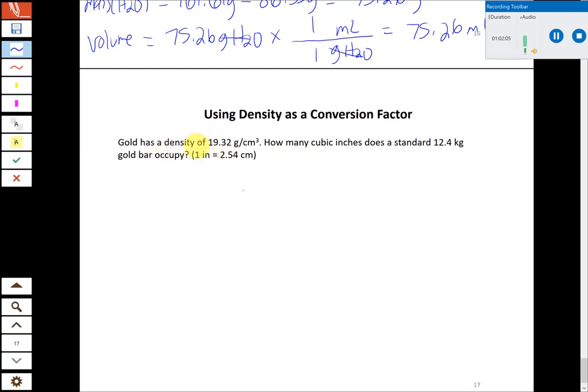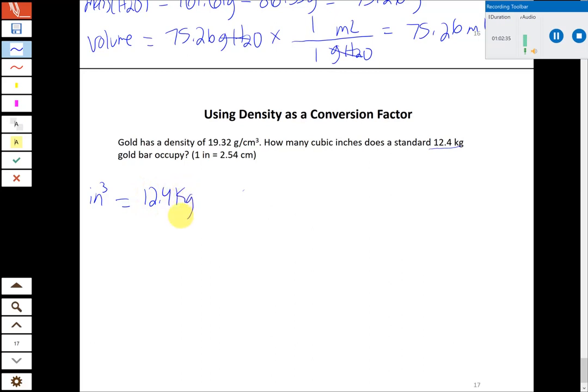But here we have gold with a density of 19.32. We want to know how many cubic inches a standard 12.4 kilogram gold bar occupies. This is going to be another complex conversion that involves a few steps. What we're looking for is the volume in cubic inches, so we're going to write that out as what we're looking for, and then we're going to start with what we're given. We're told that the mass of the gold bar is 12.4 kilograms.